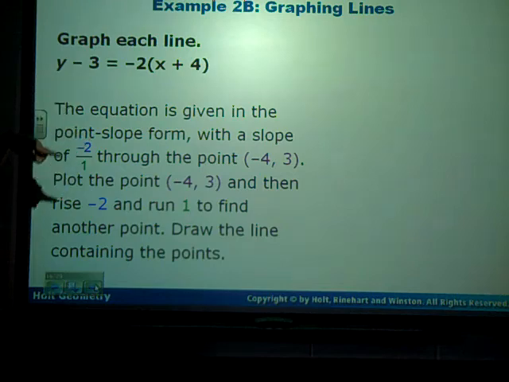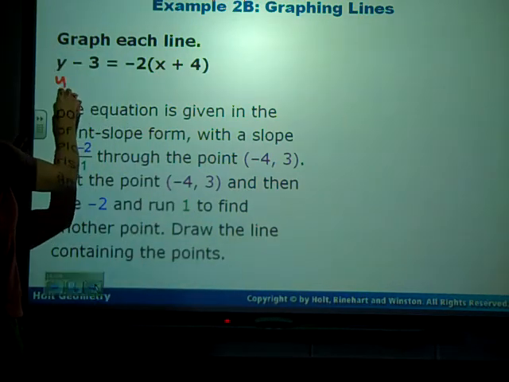Now if I wanted to graph this line, here's what I know. It's in point-slope form.